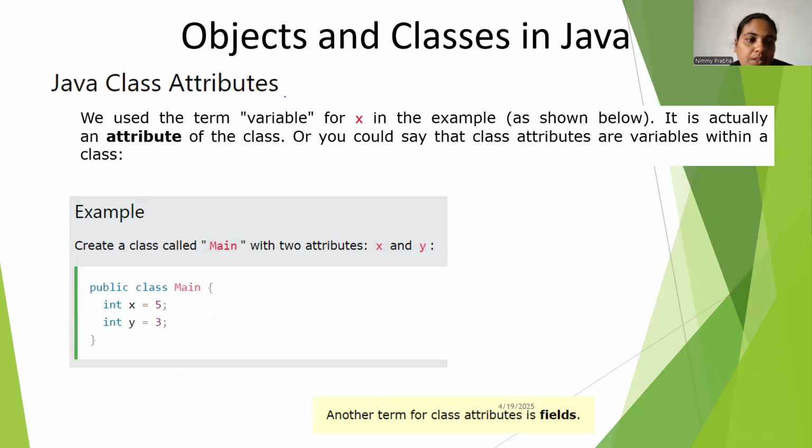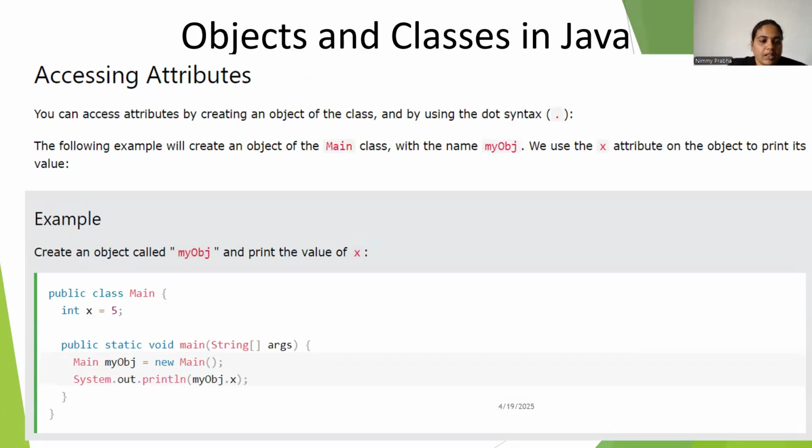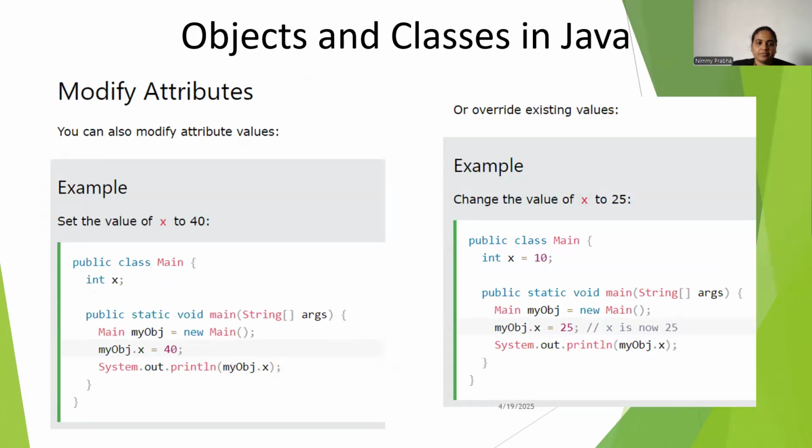Java class attributes. We use the term variable for x in the example. It is actually an attribute of the class. Or you could say that class attributes are variables within a class. Here we declare class main, where the values of x and y are 5 and 3. Here itself we created an object and we are calling the value of x in that object. So this is all about the Java class.